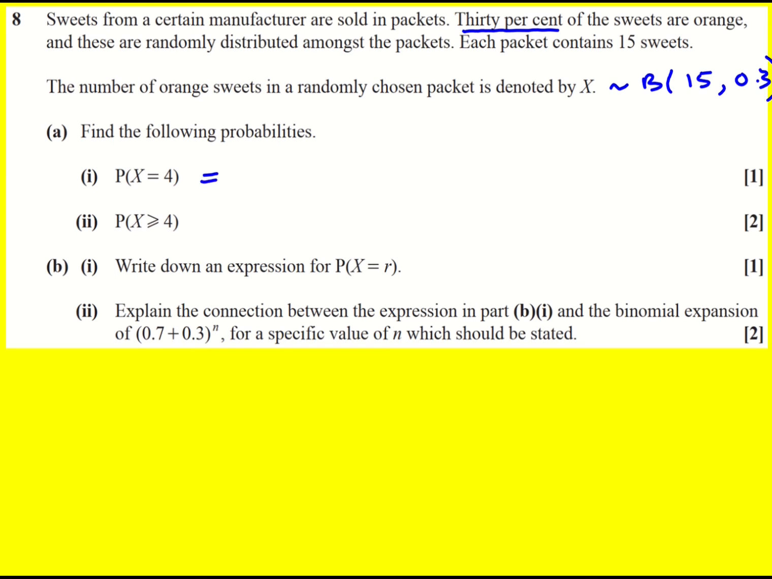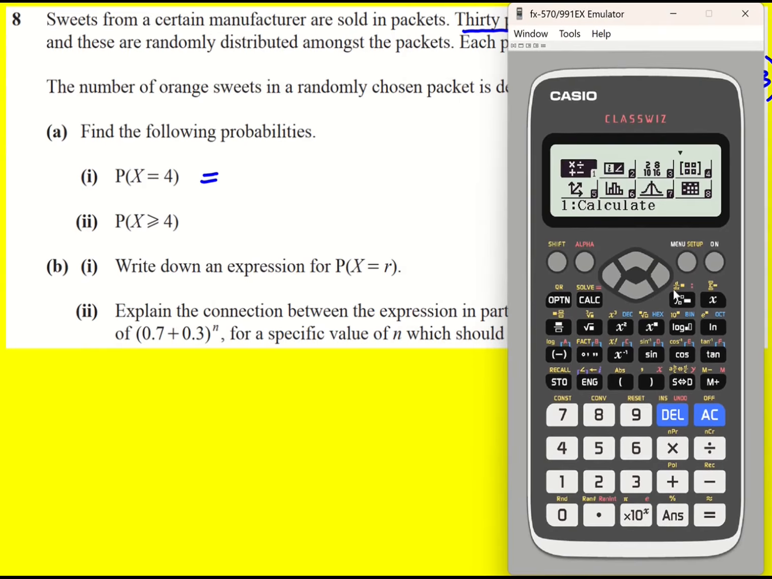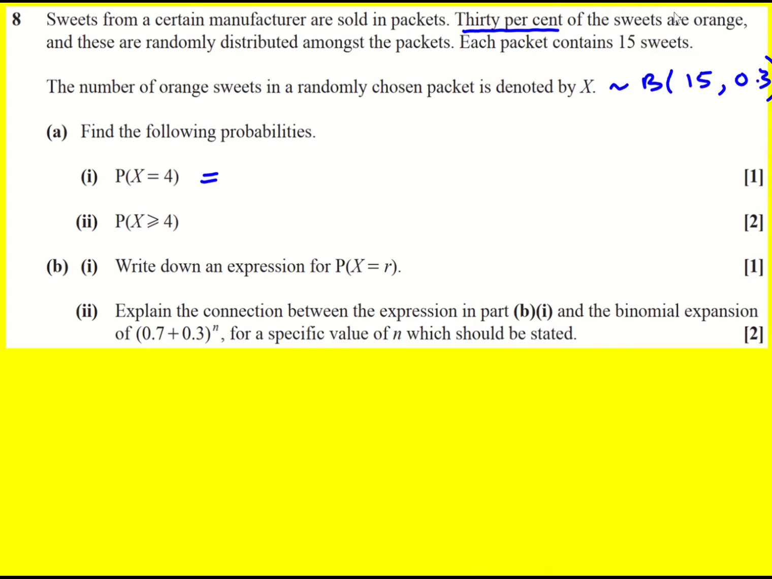So if we want to work out the probability that x equals 4, we can just use the binomial distribution function on a calculator. I will talk about what it's actually doing, but we go to distribution, binomial PD, variable, just to find 1, and I'm putting in 4, 15, and 0.3. Your calculator might look slightly different to mine, but hopefully you can find it. So 0.2186, so 0.219.